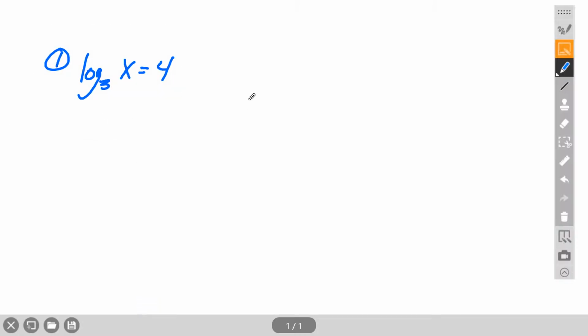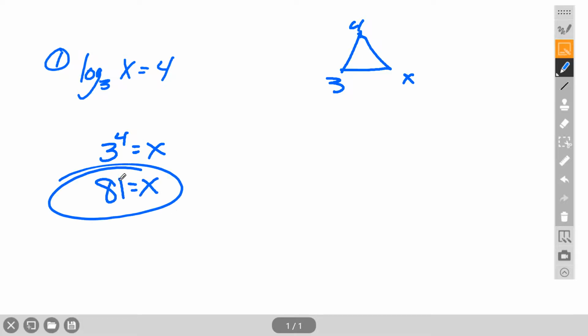And if we switch this into exponential form, so 3, x, 4, then we get 3 to the 4th is equal to x. 3 to the 4th is 81, so 81 is equal to x. So that's our solution, 81.